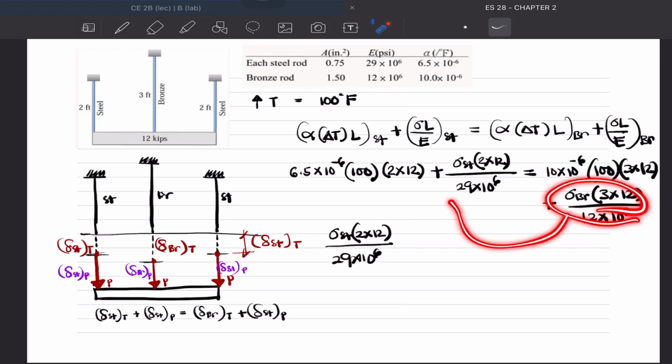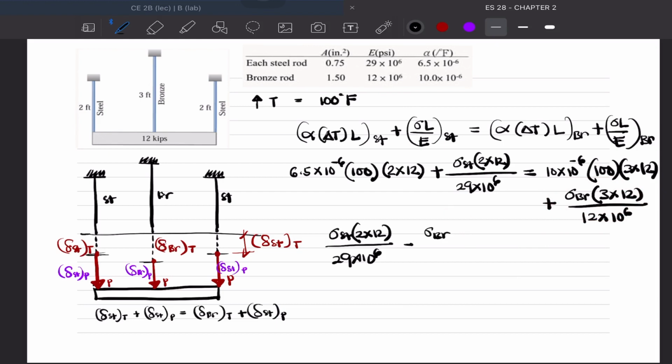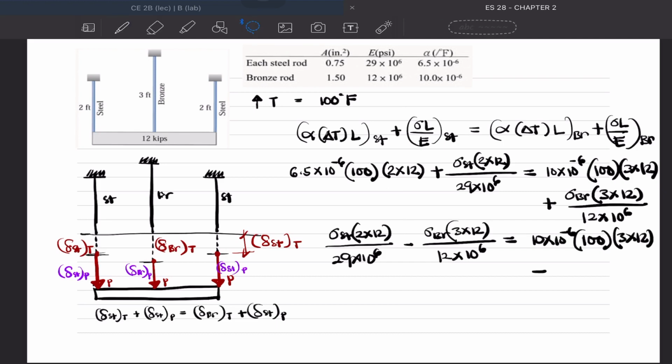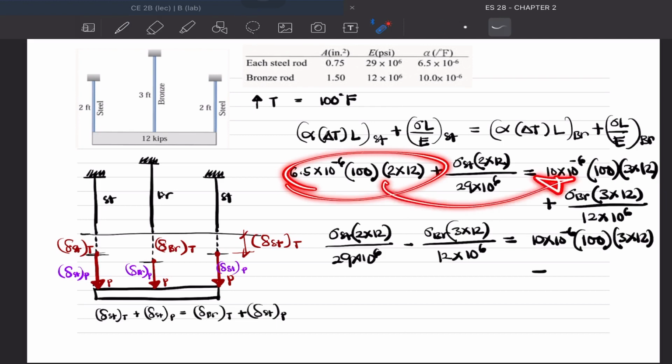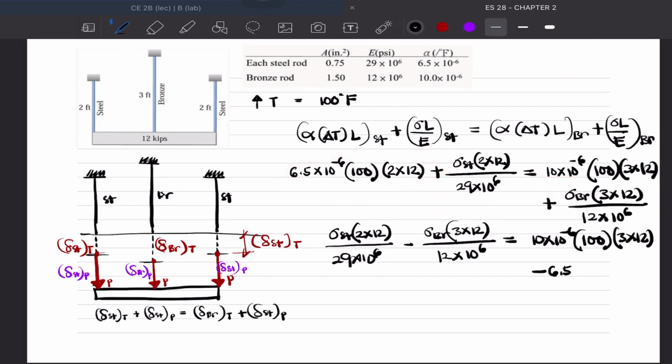Kani siya, ibalhin nato sa pikas. May siyang minus stress sa bronze rod 3 times 12 over 12 times 10 to the power of 6 equals 10 times 10 to the negative 6 per degree Fahrenheit times 100 degrees Fahrenheit. So, makancel out ang Fahrenheit. Times 3 times 12 minus kay kani siya, ito ibalhin sa pikas. So, minus 6.5 times 10 to the negative 6 times 100 times 2 times 12.